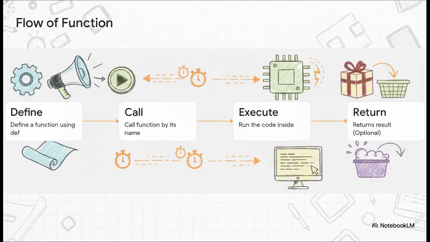So here is the exact step-by-step flow of how Python processes these little machines. First, you define the function. Second, you call the function. Third, the program executes the code inside. And fourth, you have an optional return step. It's a beautifully simple pipeline, honestly. Let's see what that looks like in actual code.